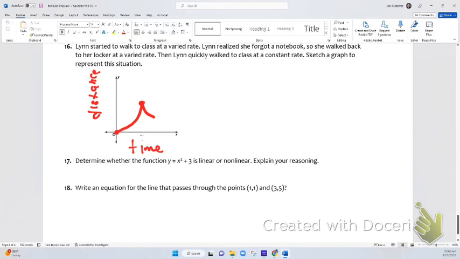Then Lynn quickly walked to class at a constant rate. So at a constant rate meaning that at a constant rate she started to walk faster. So it looks something like that.